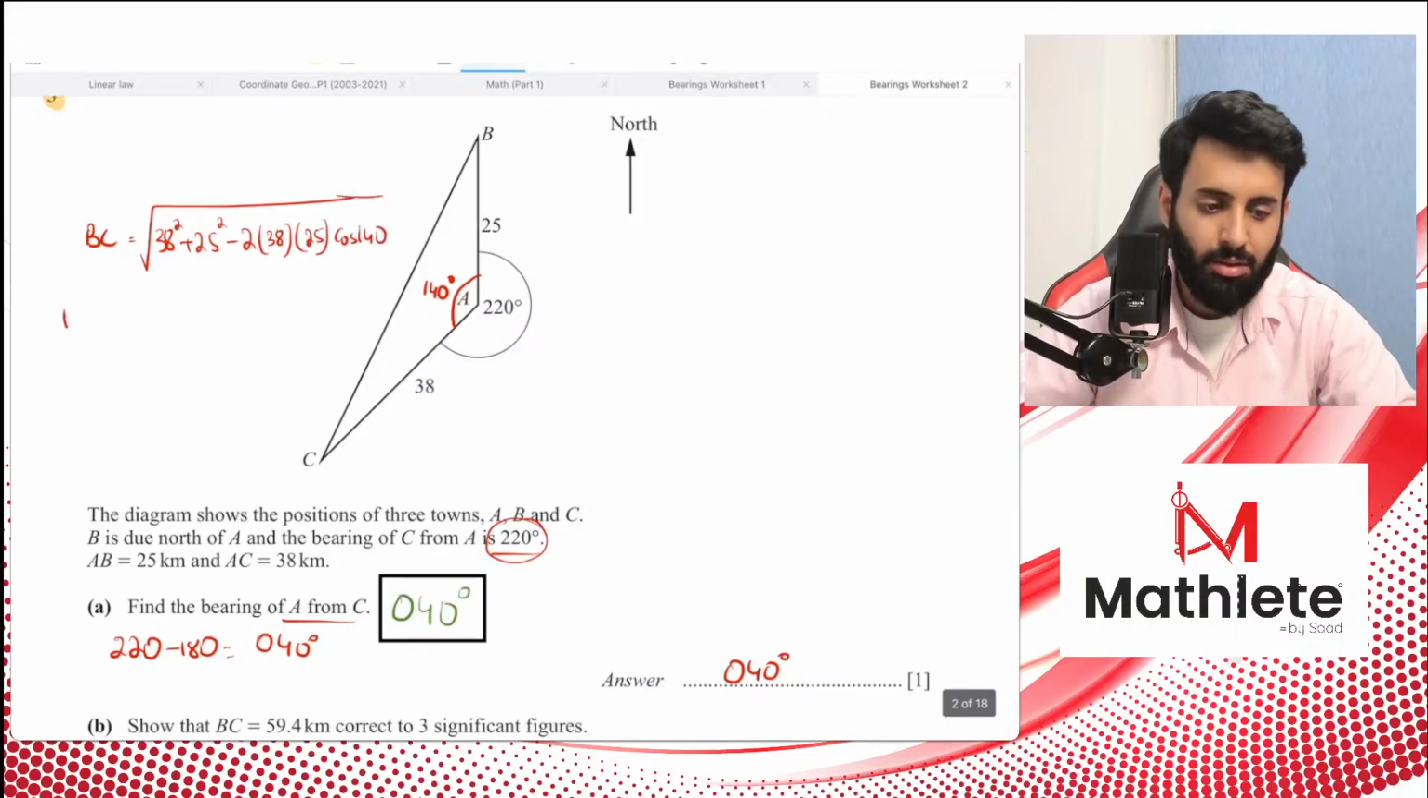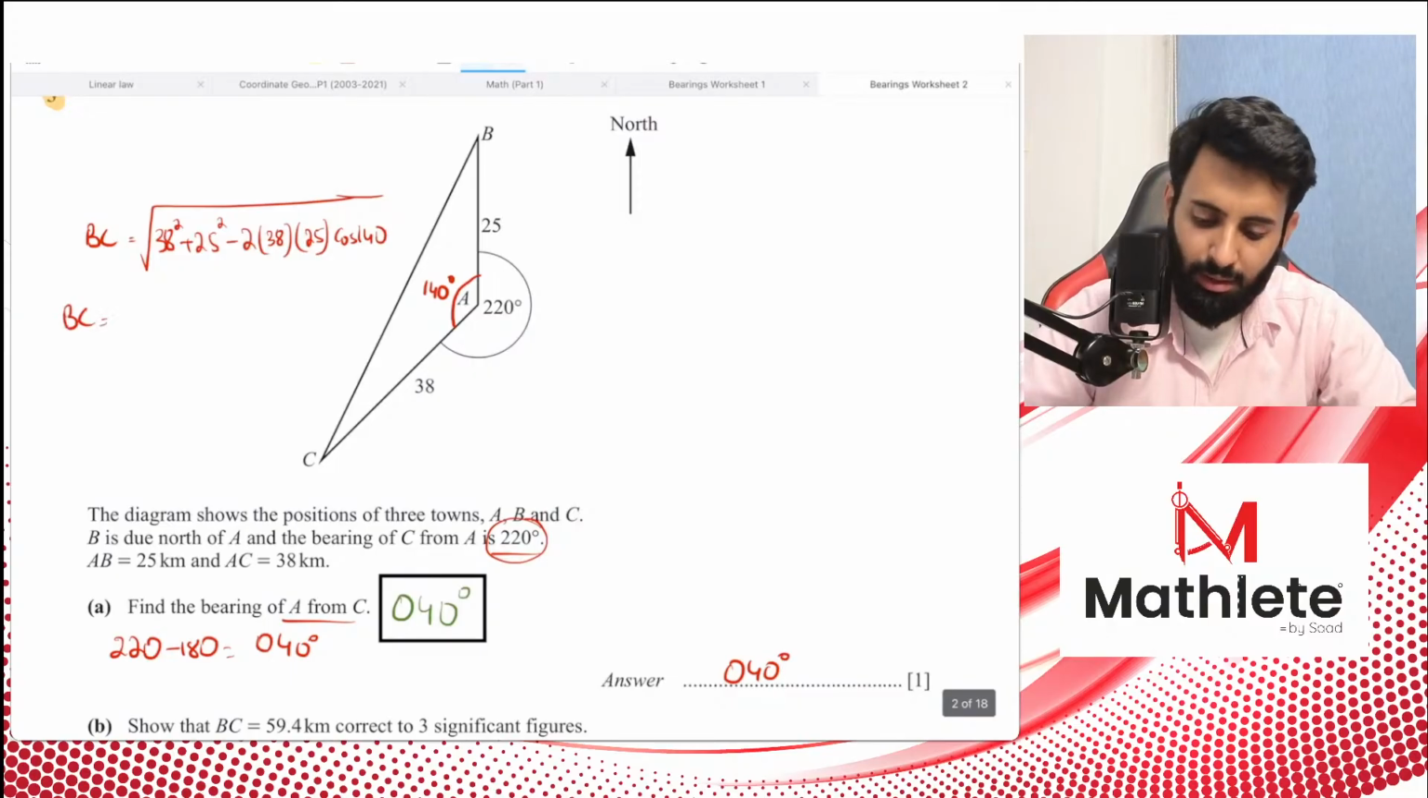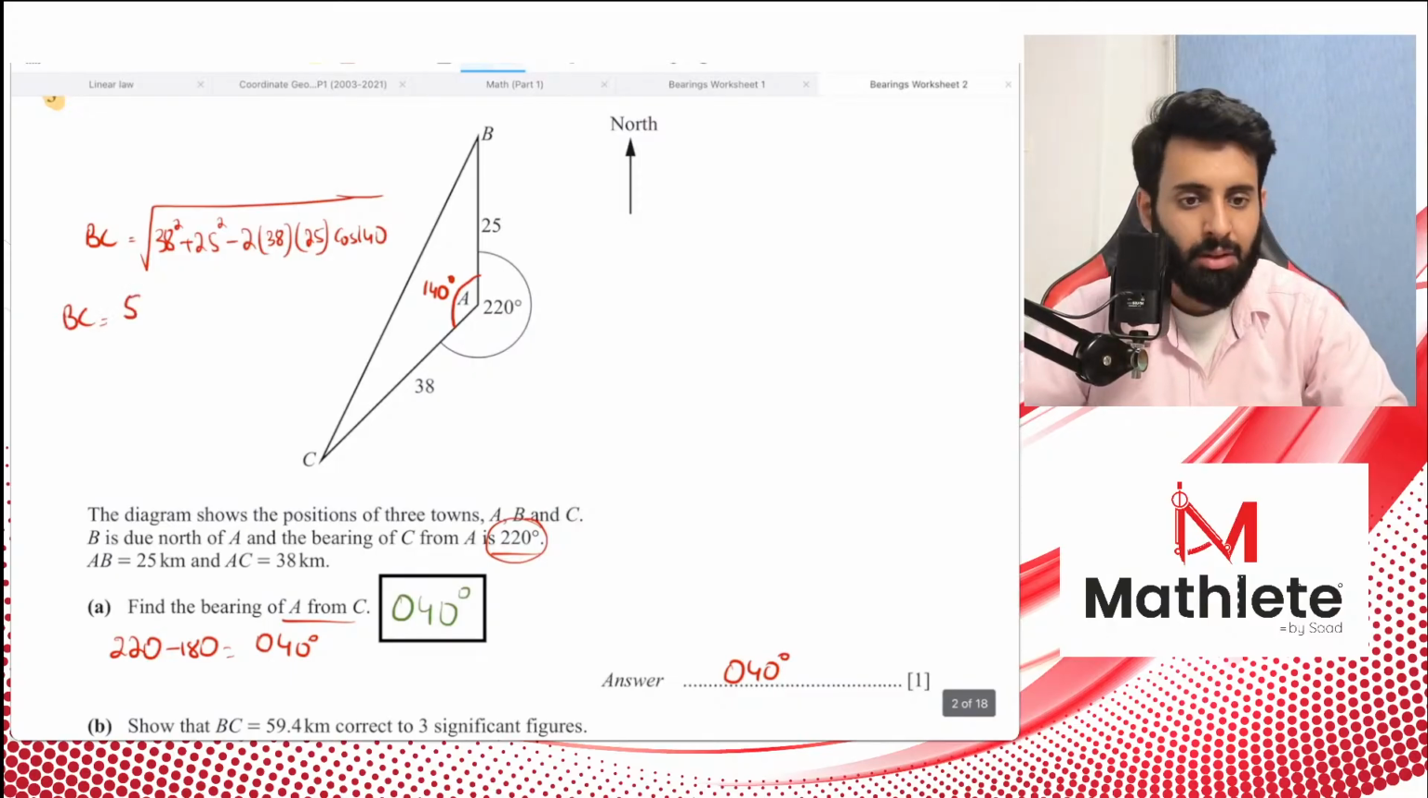Let's see what do we get. So BC equals the square root. Well, the answer is right here, so let's just save some time and write it directly. Okay.